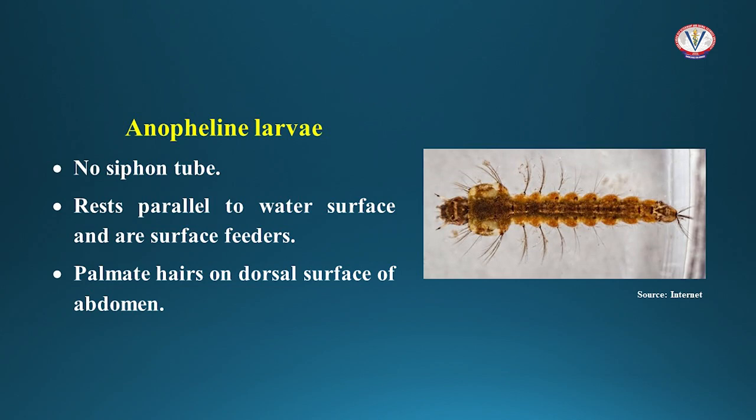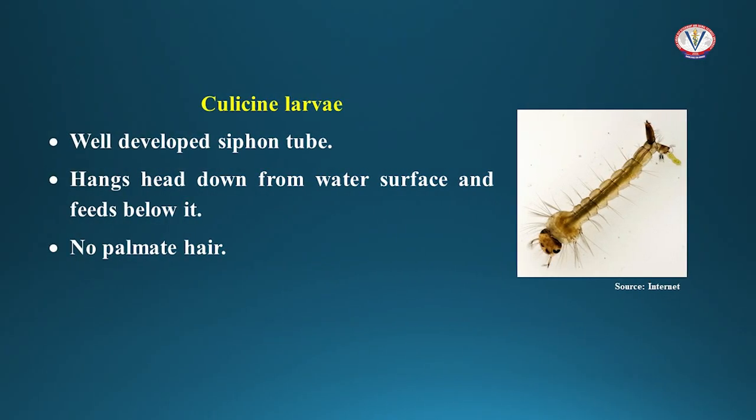In Anopheline larvae, the siphon tube is absent and the larva rests parallel to the water surface and is a surface feeder. There are palmate hairs on the dorsal surface of the abdomen. Whereas Culicine larvae have a well-developed siphon tube, the head hangs down from the water surface and it feeds below the water surface. No palmate hairs are present on the abdomen.